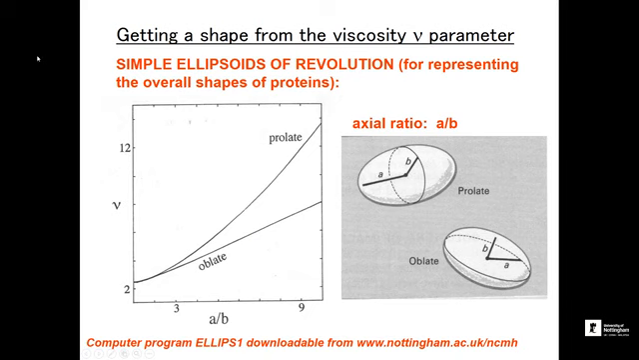And this is how the shape parameter nu varies with axial ratio. I'm going to mention these in the lectures. Ellipsoids, prolate, cigar shape, oblate, which are the Smarties, M&Ms, minstrels.